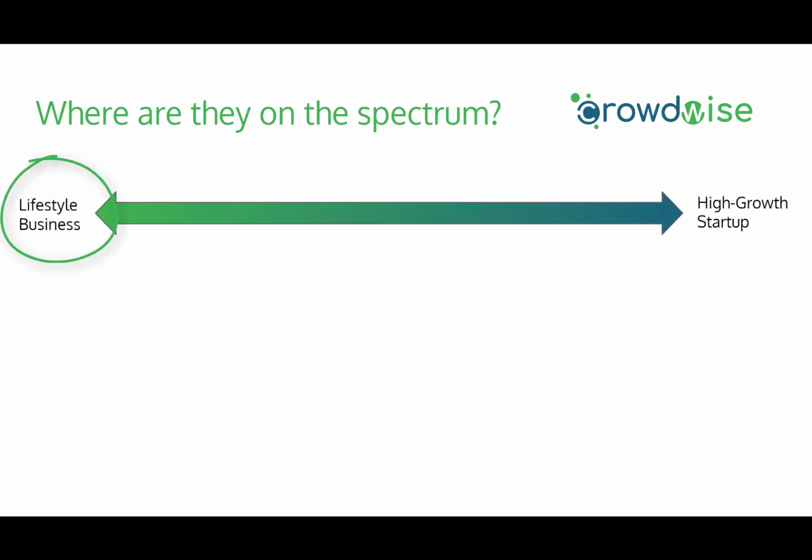Is it more of a lifestyle business, or perhaps more of a high-growth startup? It's important to recognize that a business will not fall 100% on one side or the other. That's why we call it a spectrum, where often it's a blend of the two, and determining that is important.